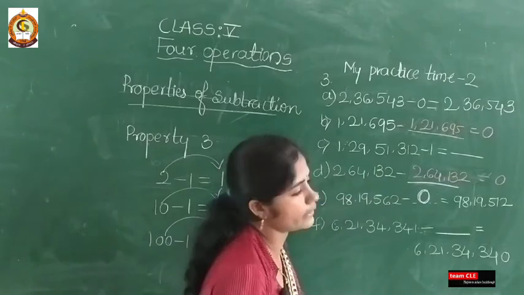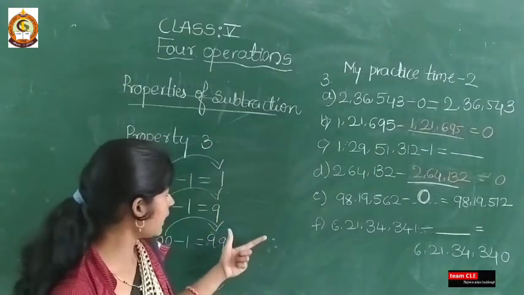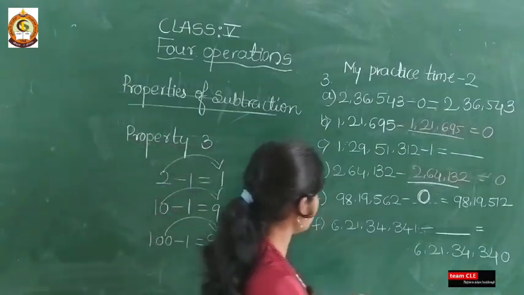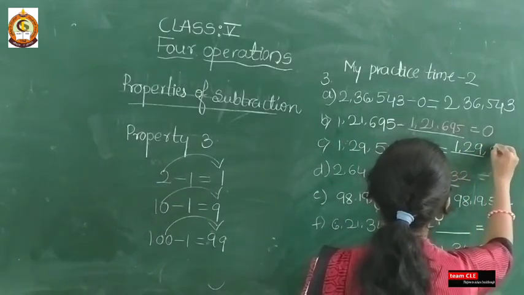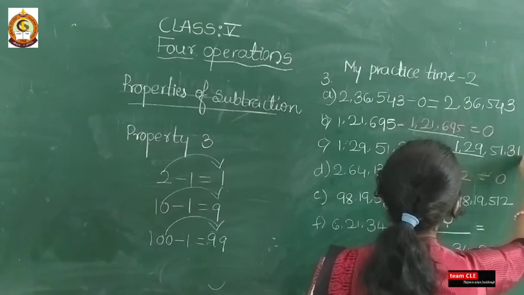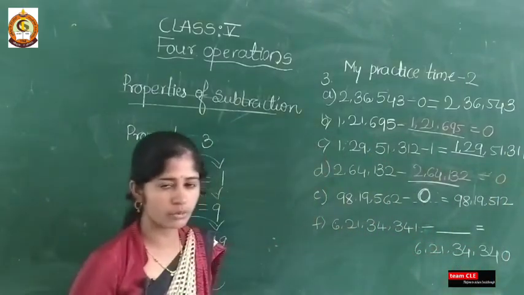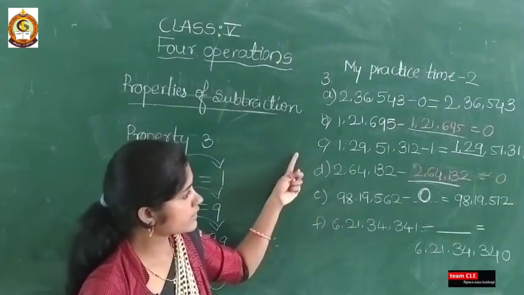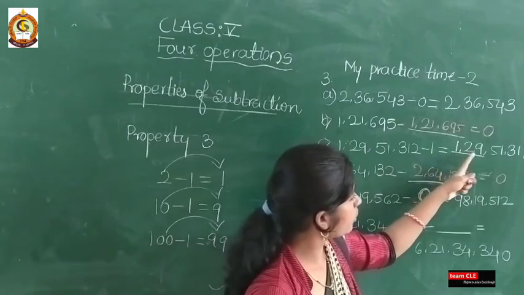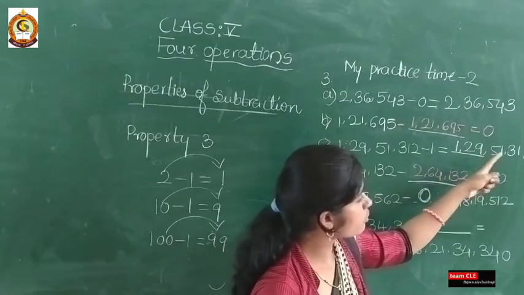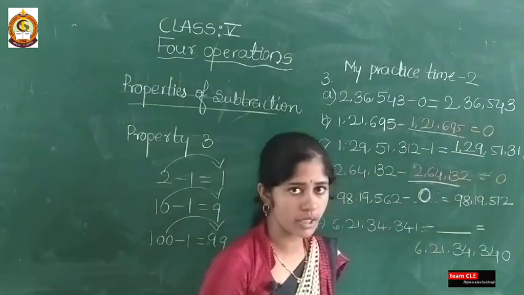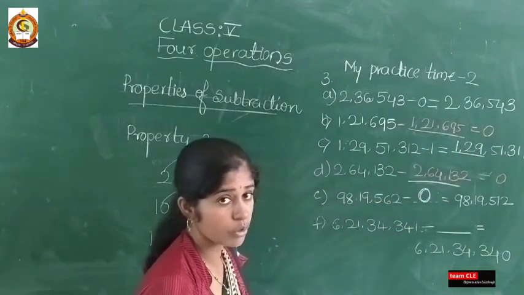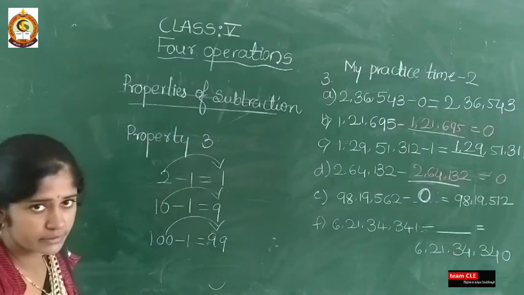1,29,51,312 minus 1. So there I will apply property number 3, and I will write here 1,29,51,311. Understood? I hope you are getting my point. See here, 1,29,51,311. Here 12 is there. Now I wrote the predecessor of the number. Okay, how did I write it? On the basis of property 3.